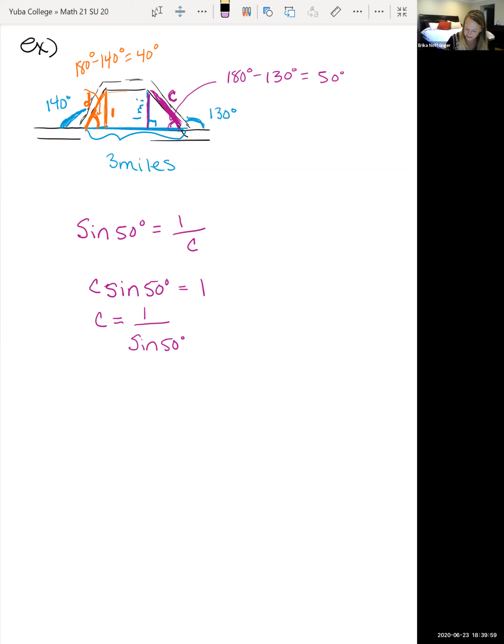And so D, so sine of, what am I at, 40 degrees is going to be opposite, which is 1, all over the hypotenuse, which in this case we call D. So we want to get D by itself. And so again, multiply both sides of our equation by D. You get D times sine of 40 degrees is equal to 1. Divide both sides by sine of 40, we get D is equal to 1 divided by sine of 40.